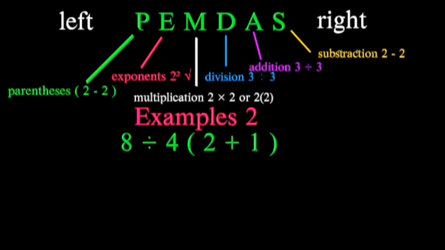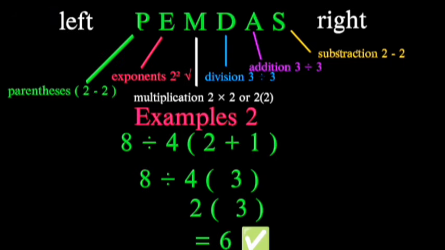Next example, 8 divided by 4 multiplied by 2 plus 1. First, solve inside the parentheses. 2 plus 1 equals 3. The expression becomes 8 divided by 4 multiplied by 3. Because division and multiplication have equal priority, we move from left to right. 8 divided by 4 equals 2. Then 2 multiplied by 3 equals 6. The final answer is 6.